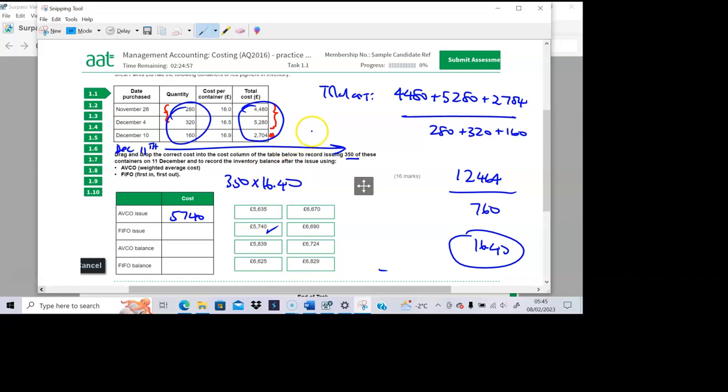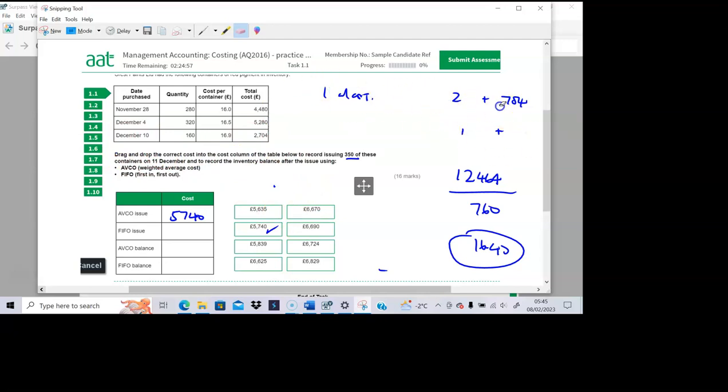Now if I was using the FIFO method, let me just clean this all up. The FIFO method says we're getting rid of what comes in first, and then we work downwards. This came in first, so we get rid of this stock first. We get rid of 280 because it's first in. Then we want 350 units to go to production, so we need another 70, the difference. So we need another 70 from here.